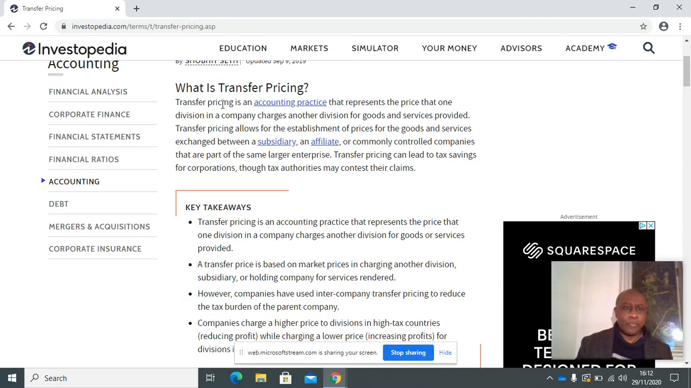Okay, so transfer pricing is an accounting practice that represents the price that one division in a company charges another division for goods and services. Okay, so you have a main company, and what actually happens, you could set up a subsidiary. You have a main company where the tax is very high, and then you set up a subsidiary or an affiliate in a place where the tax rates are much more favorable. So transfer pricing can lead to tax savings for corporations, though the tax authorities always contest this.